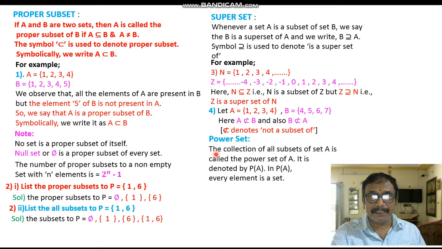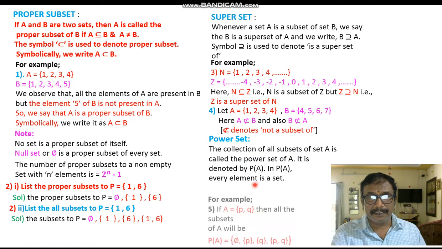Next, power set. The collection of all subsets of a set A is called the power set of A. It is denoted by P of A. In P of A, every element is a set. Let us discuss it.